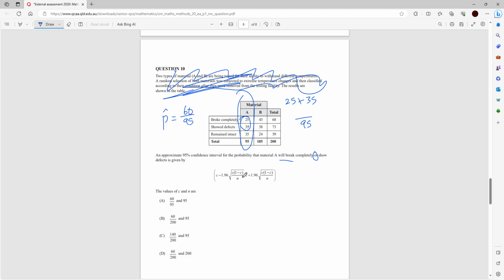So I'm looking for, so my c is my proportion. So I'm looking for any ones with c. So straight off the back, I know the answer is A because I only see 60 on 95, and I don't see it anywhere else. So I know these ones are incorrect. So the correct answer is A.